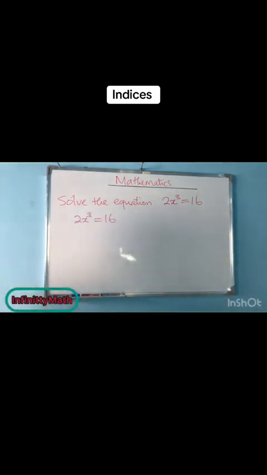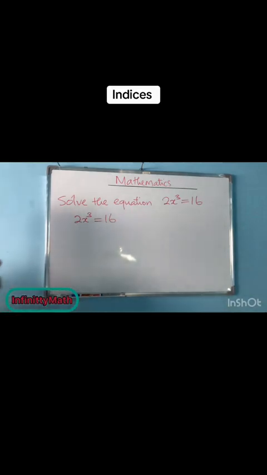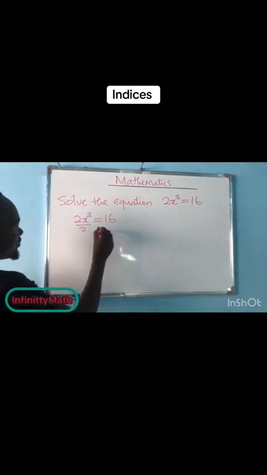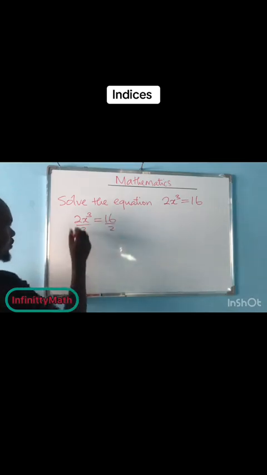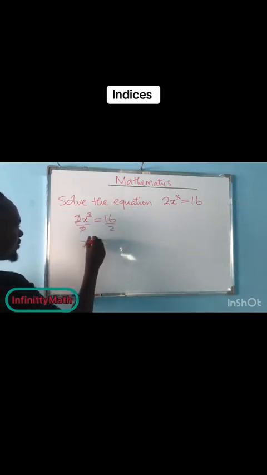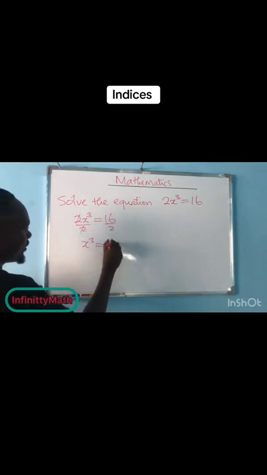There are two ways you can go about solving this question. The first way: you need to divide by 2 on both sides. So the 2 and the 2 cancel out. We have x to the power 3 equals 8.